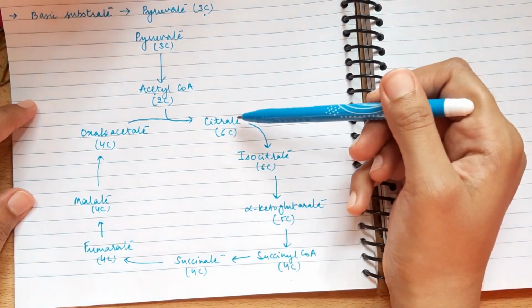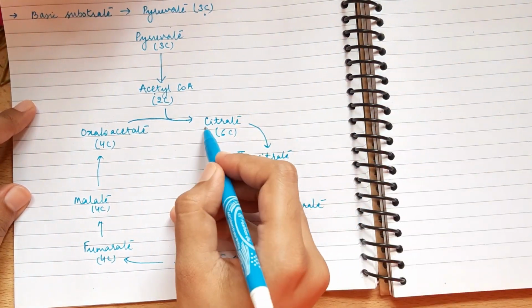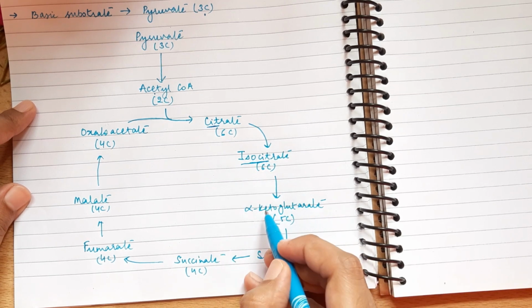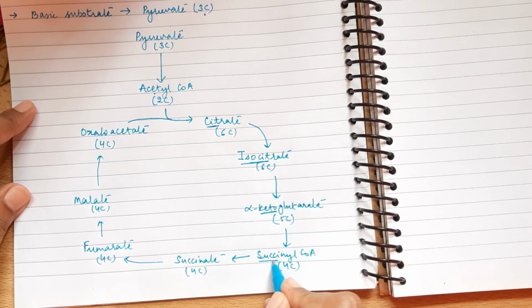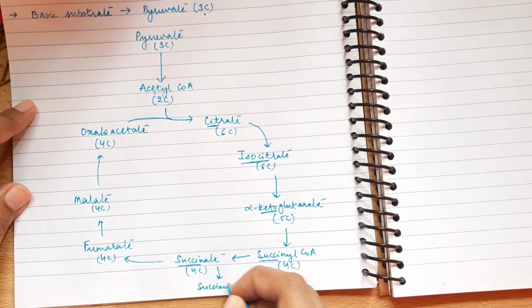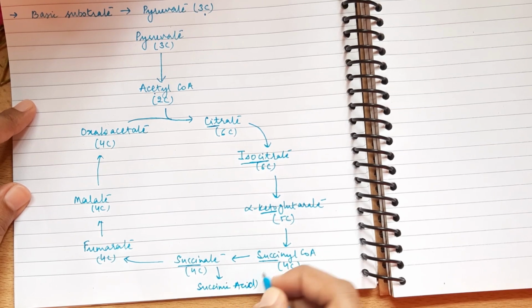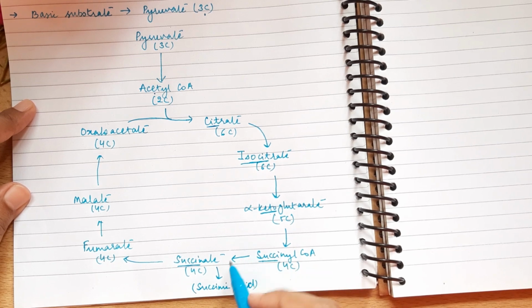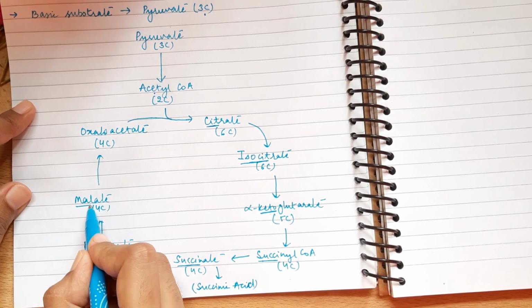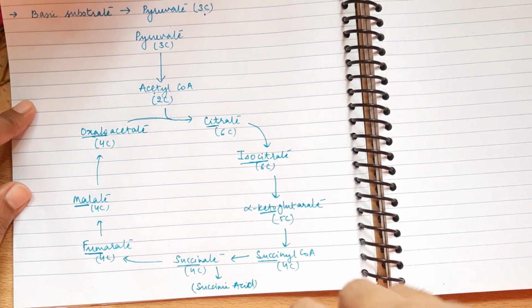Citizen is for citrate. Cited, isocitrate. Key, alpha-ketoglutarate. Success, succinyl-CoA. Now succinate can also be known as succinic acid. You know, "ic acid" is "ate", so succinate is succinic acid. So "success in acid" is succinic acid. Now fumes, fumarate; melt, malate; oxalo, oxaloacetate.